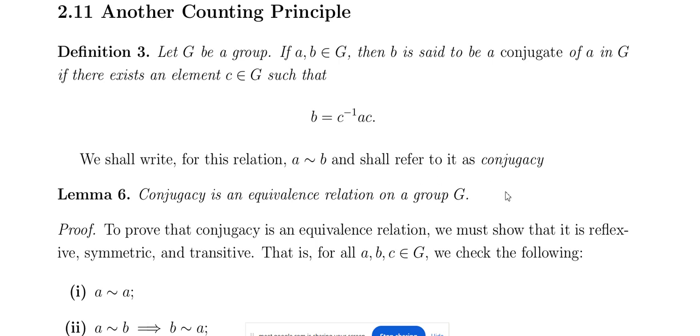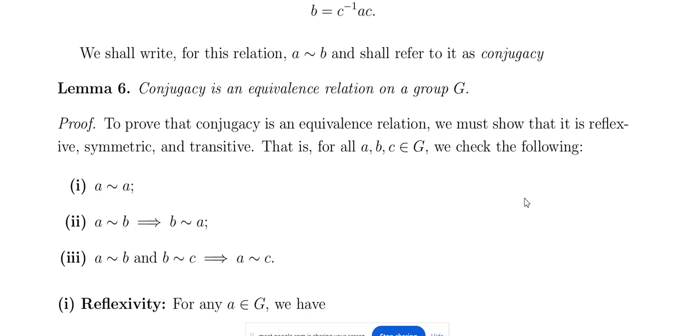And conjugacy is an equivalence relation. That means the relation A and B, இது மாதிரி define பண்ணும்போது, this is an equivalence relation. Equivalence relation means reflexive இருக்கும், symmetric இருக்கும், and transitive இருக்கும்னு அர்த்தம்.